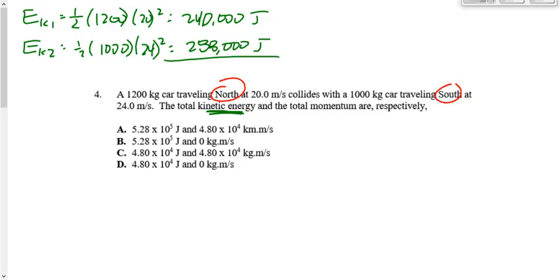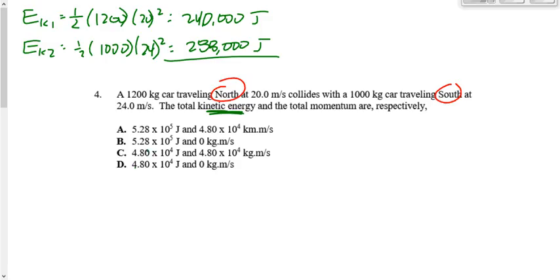I want to add these up to get the total kinetic energy now. 240,000 plus negative 288,000, right? Because the second one's to the south. What does that give me? Negative 48,000? C or D, is that right?